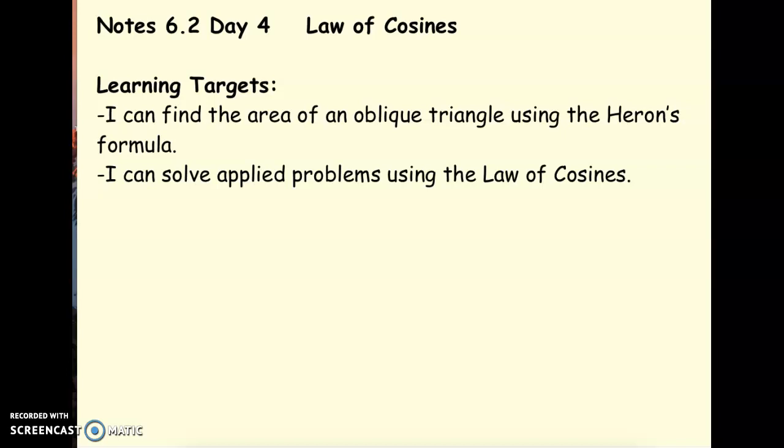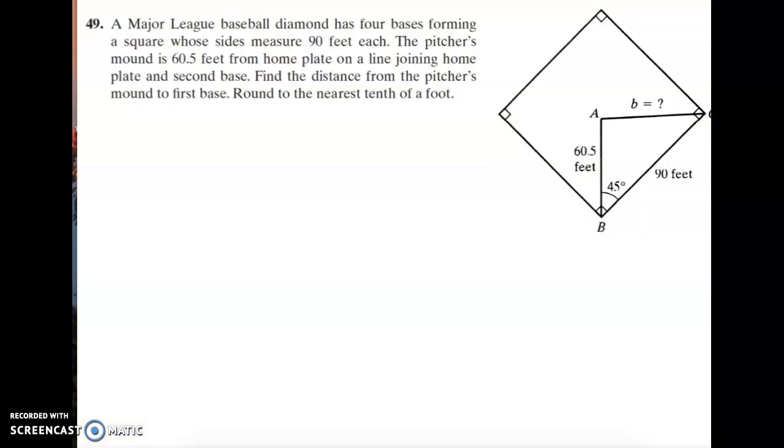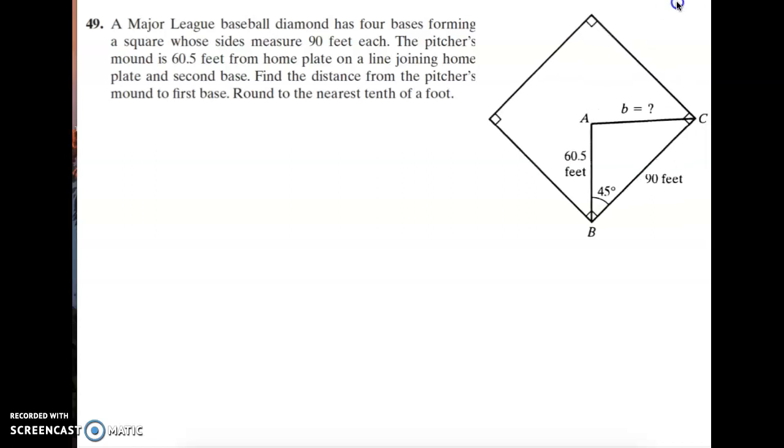This is an application problem using the law of cosines. So I took one of these from the textbook. A Major League Baseball diamond has 4 sides forming a square whose sides measure 90 feet. So here's our square. There's 90 feet on all sides. All those sides are congruent.